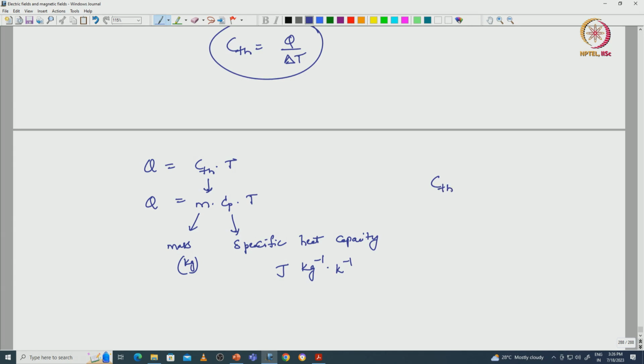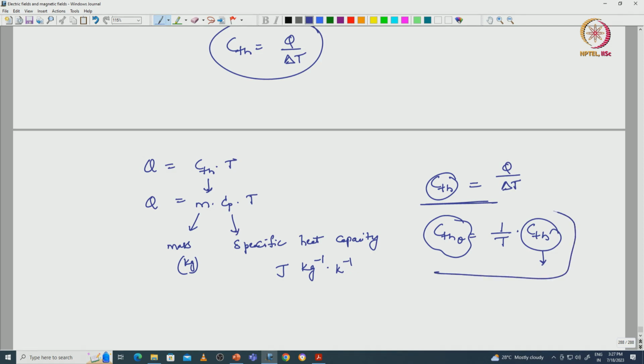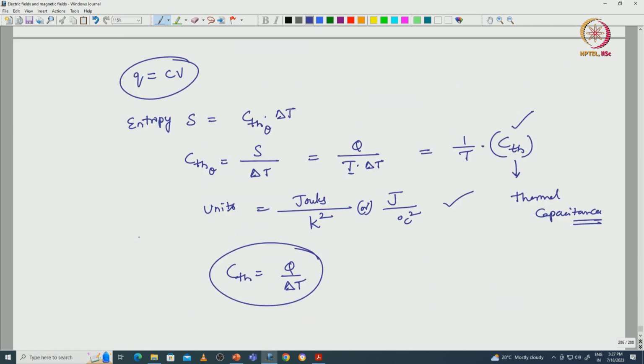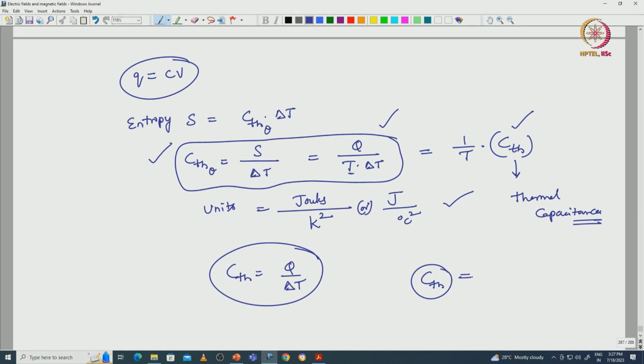Here Cth is nothing but the thermal capacitance with respect to the empirical formulas only, and Cth theta is with respect to the energy conservation principle, that is 1 by T into Cth. So the thermal capacitance per unit temperature will give the actual thermal capacitance with respect to the energy conservation principles. In general, with the empirical formula, Cth is equal to this one.